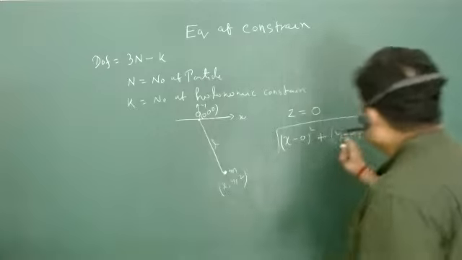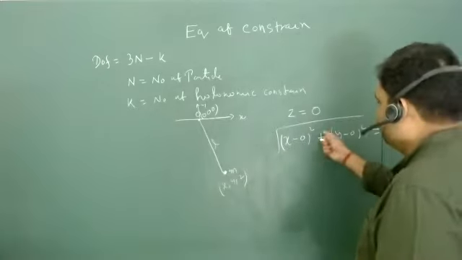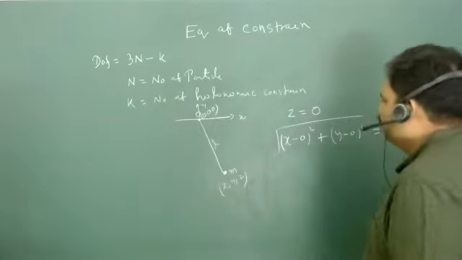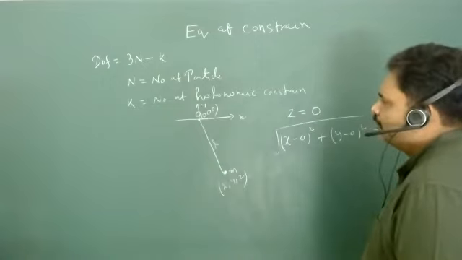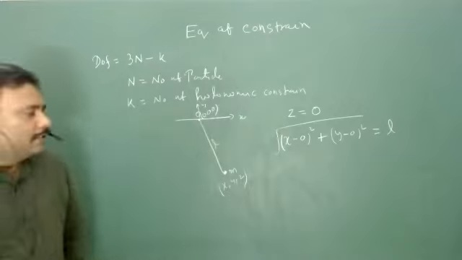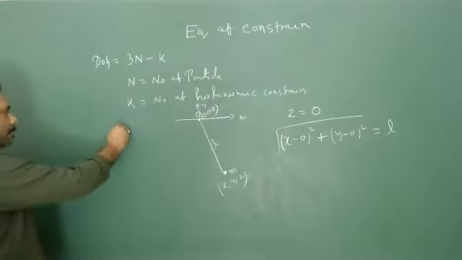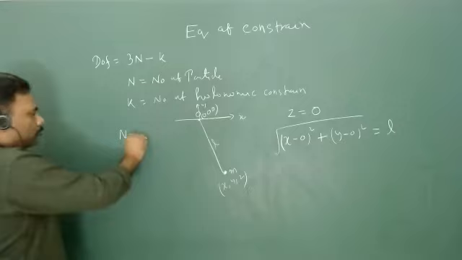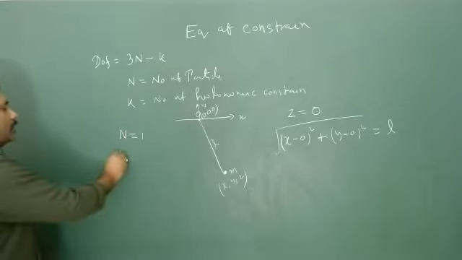Now I can rewrite this equation again, but before that, let us go for the degree of freedom. How many particles are there? Only one particle is there, so n is equal to 1. And how many equations of constraint are there?